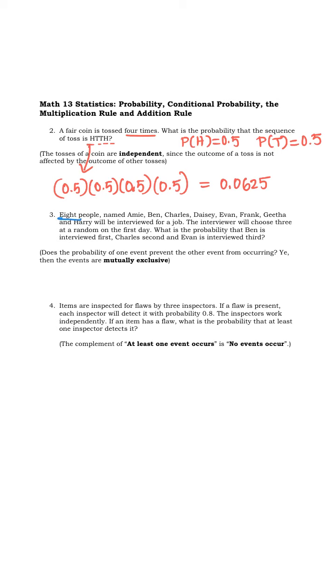Second example, 8 people were interviewed for a job. What is the probability that Ben is interviewed first, Charles is interviewed second, Evan is interviewed third? So probability of interviewing Ben first, since there are 8 people, is 1 over 8. Now one person is less, that means only 7 people are left. So probability of interviewing Charles is 1 over 7. Now 2 people are less, so total number of people left is 6. So probability of interviewing Evan is 1 over 6. Multiply all these together, you will get the probability.